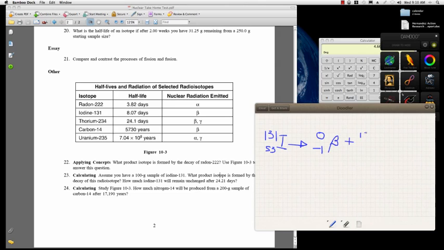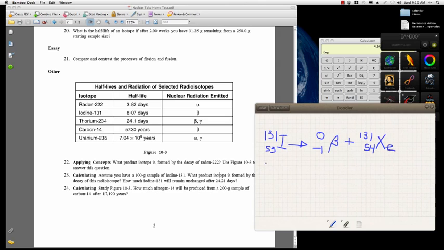So the top number stays the same at 131. So the bottom number becomes 54 because 54 and negative 1 gives us 53, so that the numbers are equal on the bottom. 54 corresponds, looking on the periodic table, to xenon. All right, so now we move on to the half-life problem.